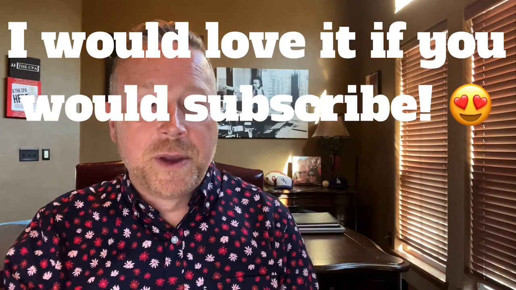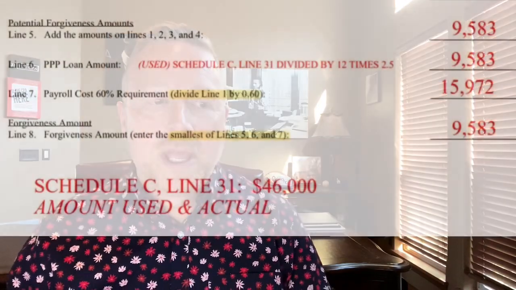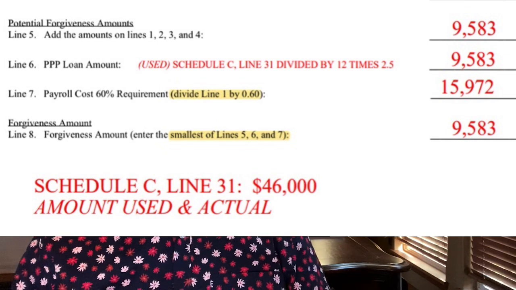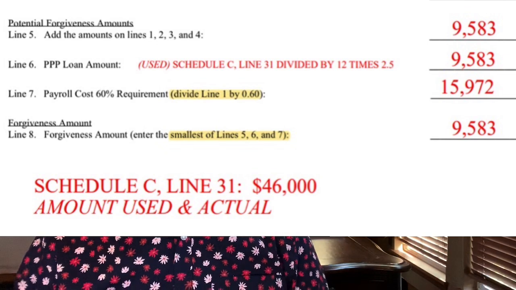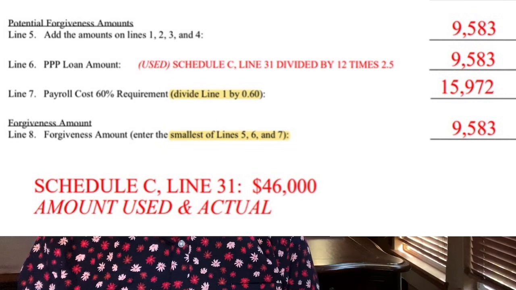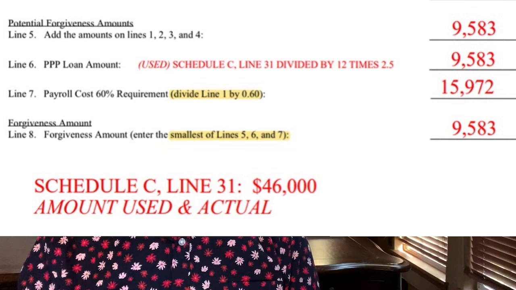So in this, Schedule C line 31 was $46,000 at the time that the loan was received. So on line 6, we know the PPP loan amount would have been Schedule C line 31 divided by 12 times 2.5, or $9,583. So now let's go back up to line 1.